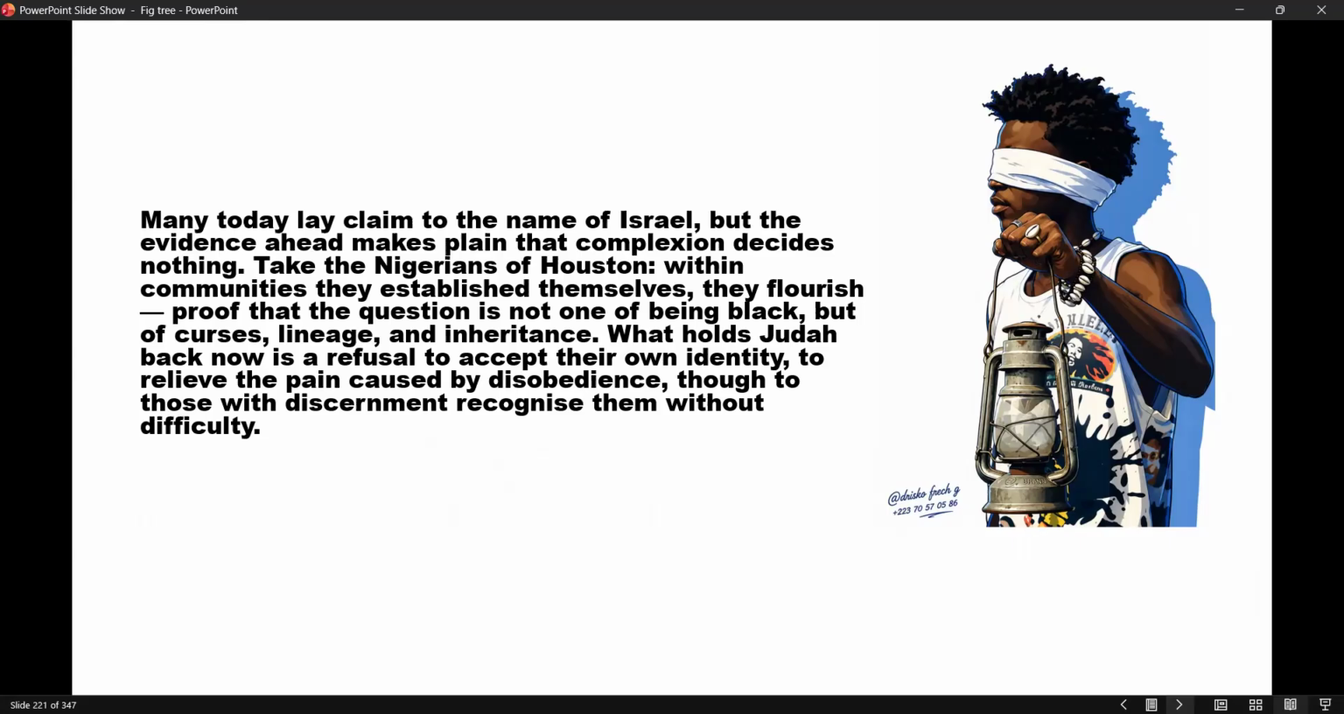All you have to do is be humble and listen to someone that has sense, that knows this book, that's trying to guide you. What holds Judah back now is a refusal to accept their own identity, to relieve the pain caused by disobedience. Not because I'm black, though to those with discernment, we recognize them without difficulty. So we know who we are. Mostly blind with no light, but a remnant understand, and we are not lost.